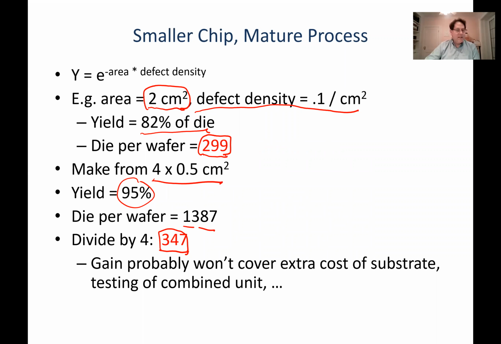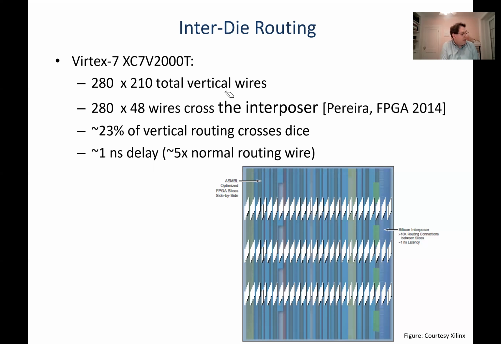But at this point, it's unclear that that would actually cover the extra cost. I have to make an interposer, I have to have a more complicated process to combine these dice together with the interposer, and that's not going to have infinite yield. It has pretty good yield, but it's not going to be 100%. So this one is not clear. Probably for this smaller chip with a mature process, it's not worth the effort. But it is a pretty big win for the first case I gave, which is why Xilinx uses this for their biggest chips, and they don't use it for the smaller chips, because that's where it makes sense.